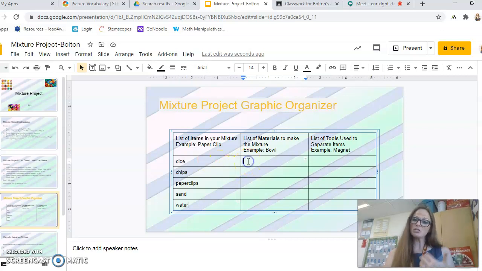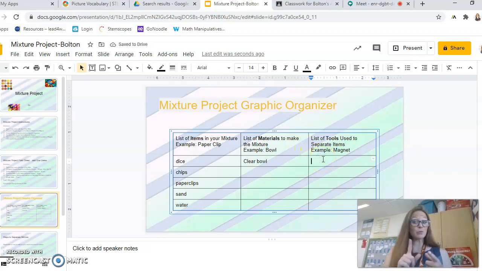Then I'm going to list the materials that I needed to create this mixture. So really the main material that I needed was my bowl, my container to hold my mixture. Depending on what your mixture is, you might have a cup. You might have a muffin tin. Think about what material you would need to make that mixture. So I'm just going to put that I have a clear bowl.